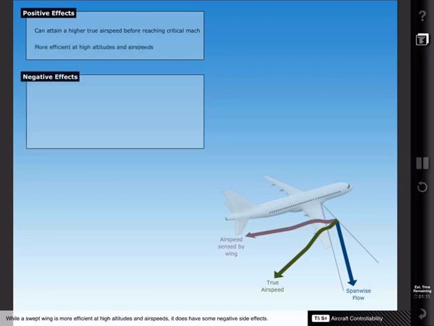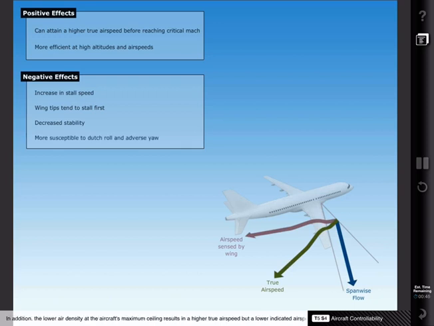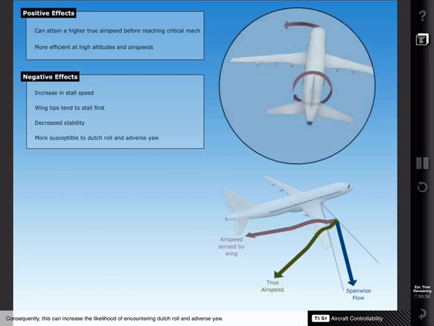While a swept wing is more efficient at high altitudes and airspeeds, it does have some negative side effects. One side effect is an increase in stall speed. In the event of a stall, the wingtips of a swept wing tend to stall first, which reduces aircraft control along the roll axis. Due to lack of stability, swept-wing aircraft also have a greater problem handling Dutch roll and adverse yaw. In addition, the lower air density at the aircraft's maximum ceiling results in a higher true airspeed but a lower indicated airspeed. Consequently, this can increase the probability of encountering Dutch roll and adverse yaw.